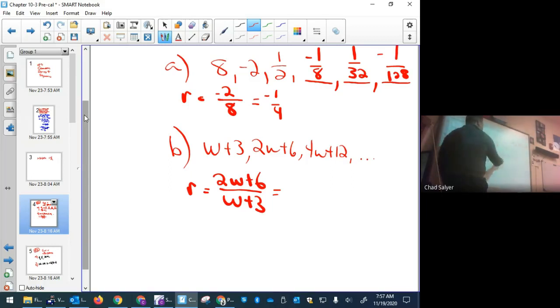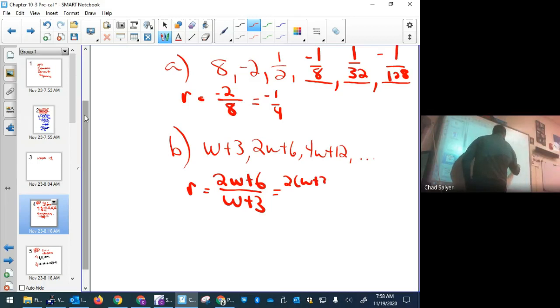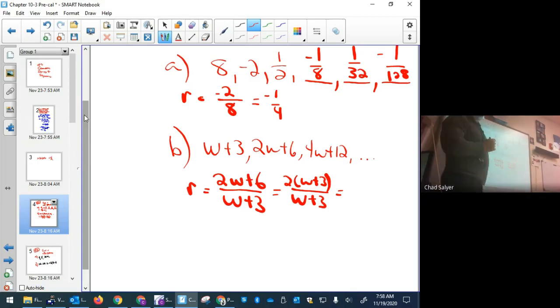Do you see how there's a greatest common factor in the numerator? Yeah, there's a GCF between these two terms in the numerator. Oh, yeah. So I can factor out a 2. Bet you can figure it out now. What would that reduce to? 2. Just 2. So my common ratio is 2.